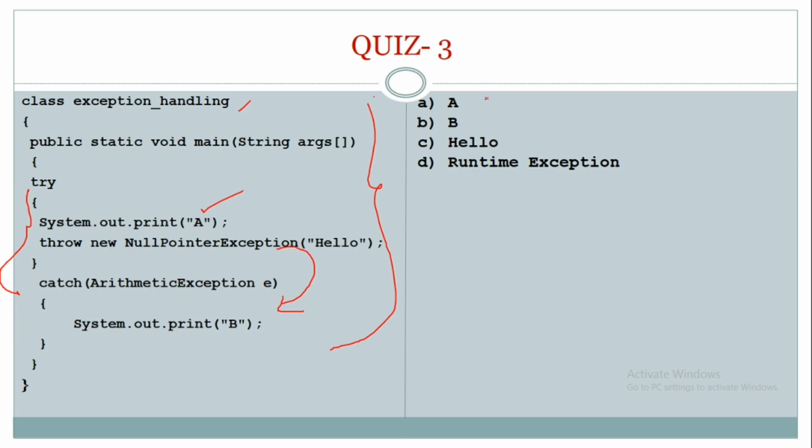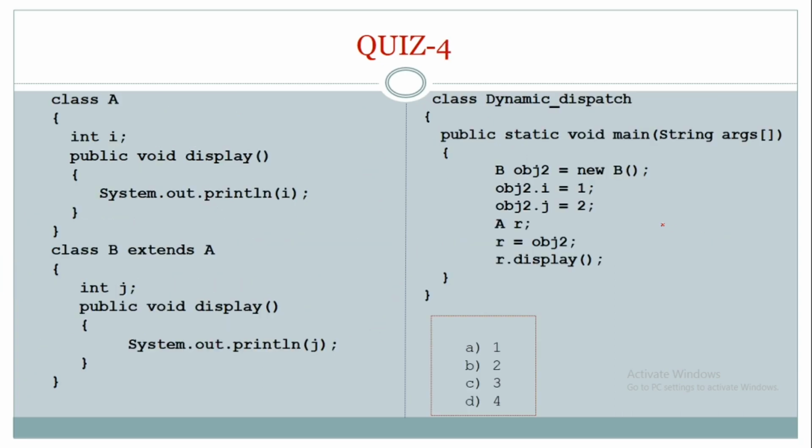The answer is not A, not B, and not C as well, because the answer is runtime exception. This null pointer exception is not being handled. Only the arithmetic exception was handled, so that's the reason it's a runtime exception. Okay, let us solve one more program.